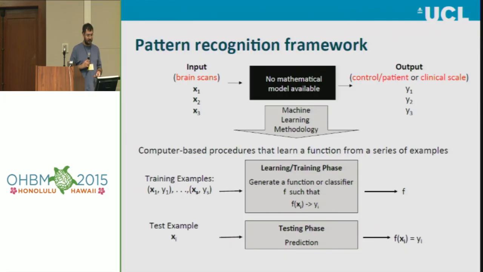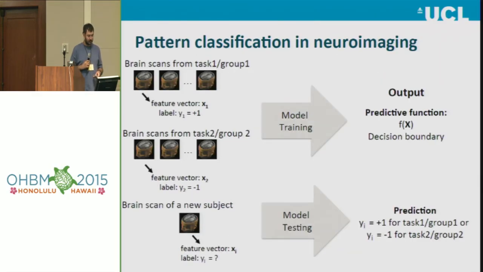So we can use these, and we essentially learn a function during the training phase. You can see the box with the learning training phase there that takes the training examples, and then we generate a function or classifier f that takes us from the inputs, which are the x's, to the outputs, which are the y's. And then this gives us our function f. And then in our testing phase, we can apply this to a test example to produce an output or a prediction for our test example.